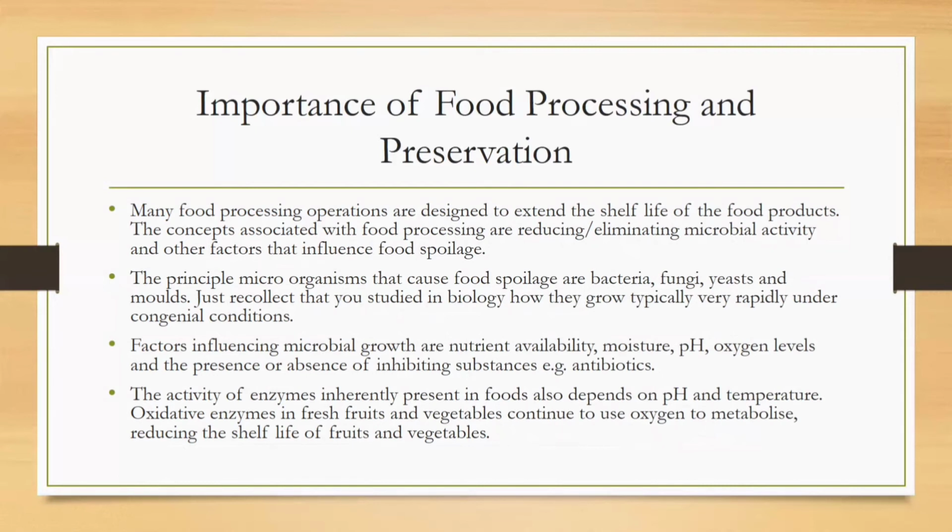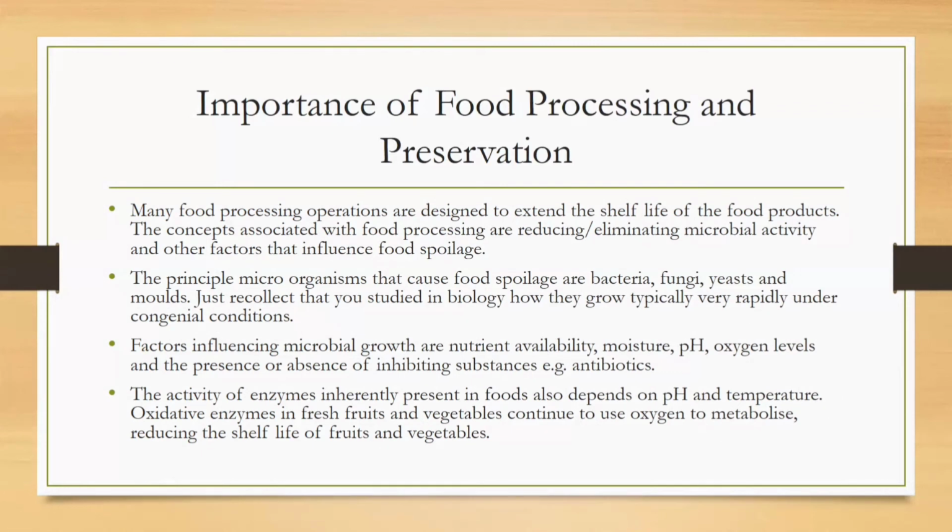We can just recollect whatever we have studied in our biology subject, how they grow very rapidly under congenial conditions. There are several factors such as pH, moisture, oxygen levels, and the presence or absence of inhibiting substances, which lead to their growth. The activity of enzymes inherently present in foods also depends on pH and temperatures. Oxidative enzymes in fresh fruits and vegetables continue to use oxygen to metabolize, reducing the shelf life of fruits and vegetables.